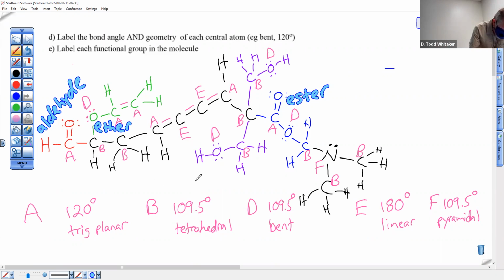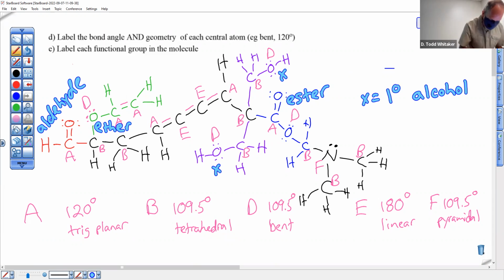And I'm just gonna label it. I'm gonna call it X and X. And over here, I'm gonna say X equals what kind of alcohol? You're supposed to look at the carbon with the OH attached and answer this one question. How many bonds to carbon does it have? 1. So you put primary alcohol. The carbon attached to the OH has only 1 bond to carbon. That's where your primary comes from.